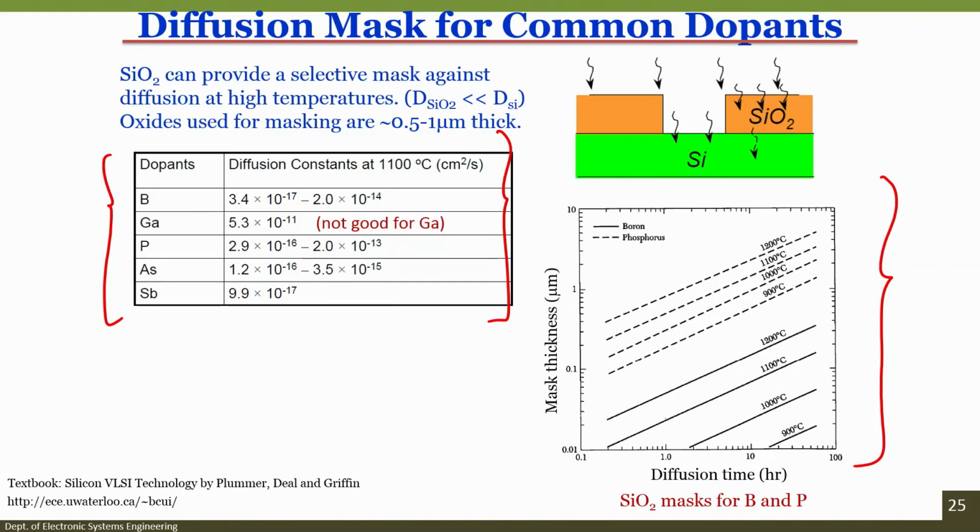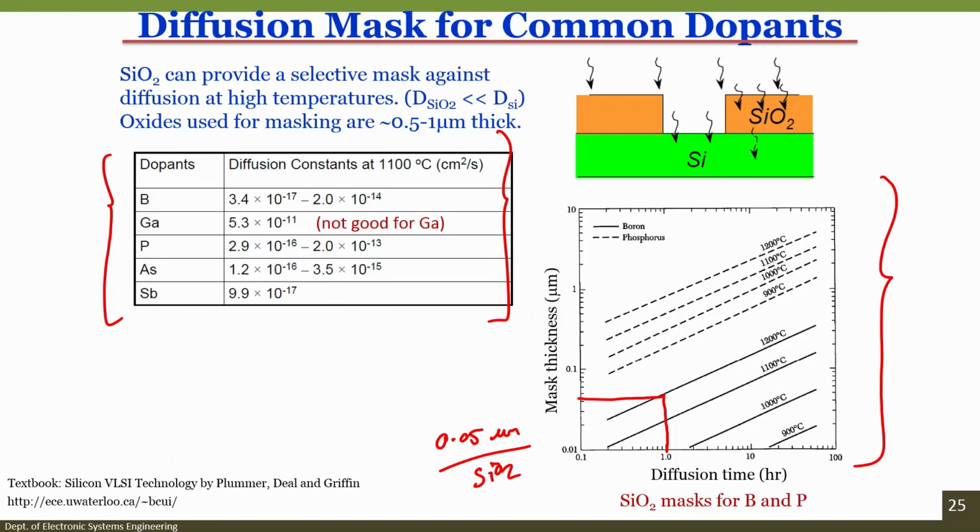From here, if I use boron as a dopant into a silicon wafer at a 1200 degree centigrade temperature, I have to draw a line like this, and then depending on how many hours. So if I dope my boron for about 1 hour at 1200 degree centigrade, I require 0.05 micron thick silicon dioxide. This is what the chart shows.